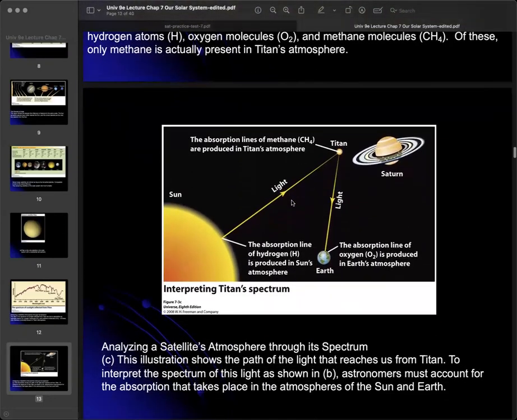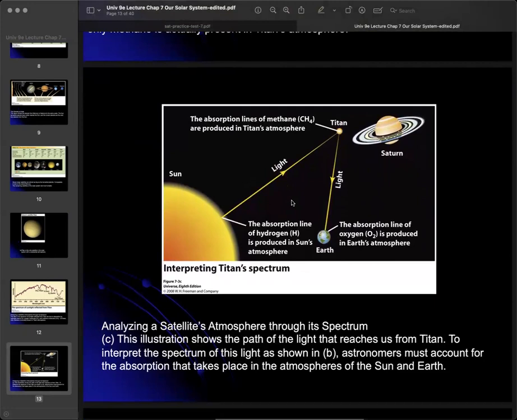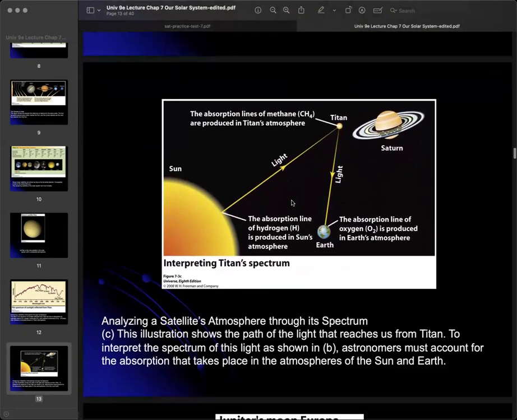Here's a diagram showing how these absorption lines are produced.